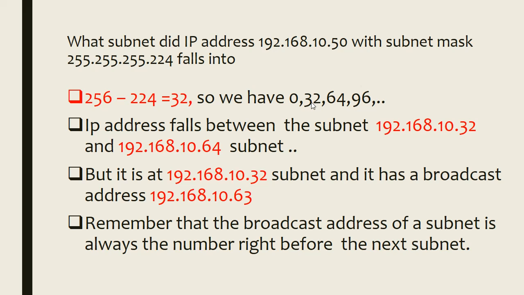So if it's going to be in the 32 subnet, it's going to have a broadcast address of 63 because the next subnet ID is 64. So I'm going to have 63. That means 50 is going to be in this subnet. So it has a broadcast address of 63 while the next subnet is 64. So remember that the broadcast address of a subnet is always the number right before the next subnet.